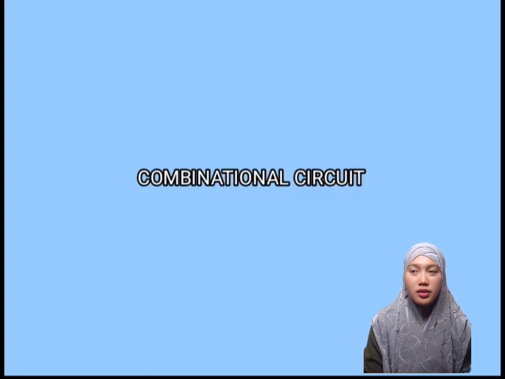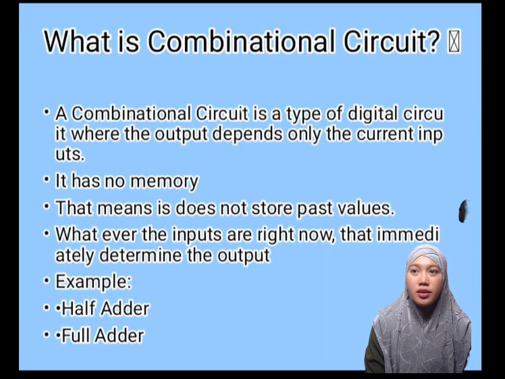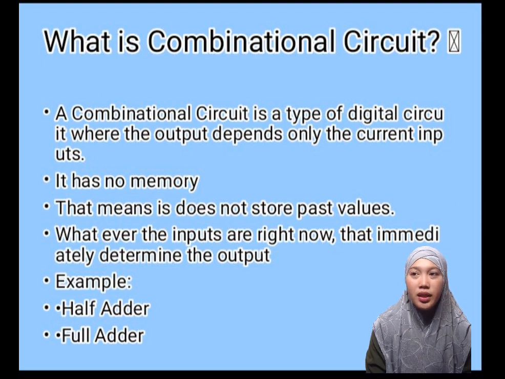I am the next reporter, so my topic is combinational circuit. A combinational circuit is a type of digital circuit where the output depends on the current inputs. So a combinational circuit has no memory. That means it does not store past values. Whatever the inputs are right now, that immediately determines the outputs.